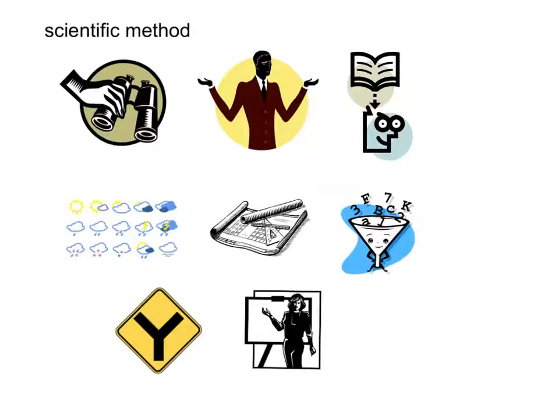Let's review the scientific method a little bit here. In the front of my classroom, I have a series of posters which are shown here on the screen, and they go through the process of the scientific method. First, we begin by making observations. We observe things in the world around us.